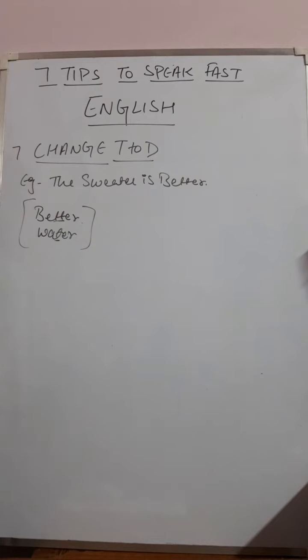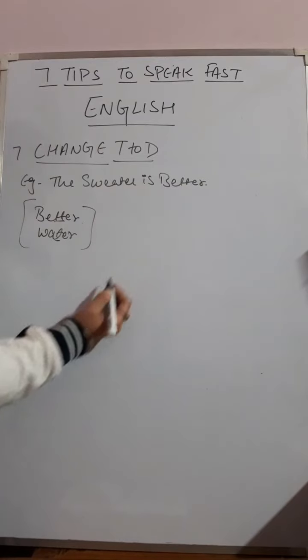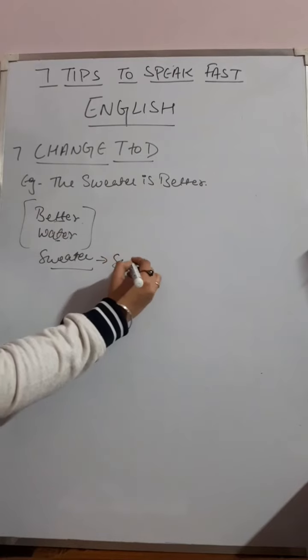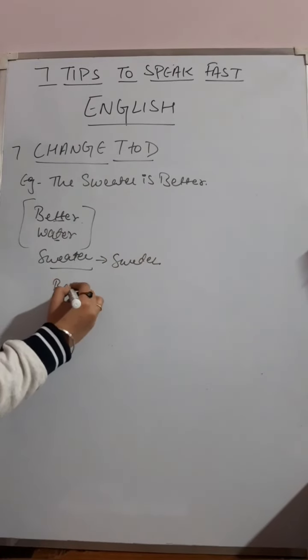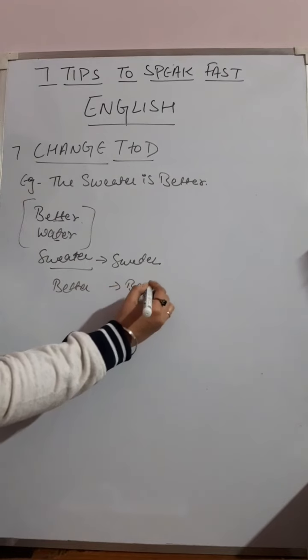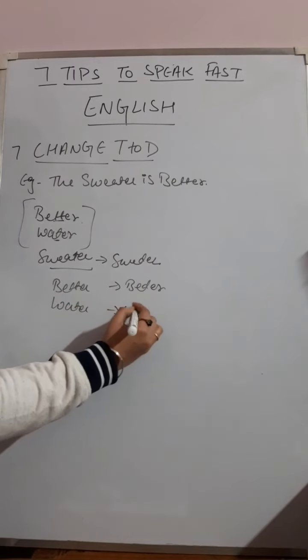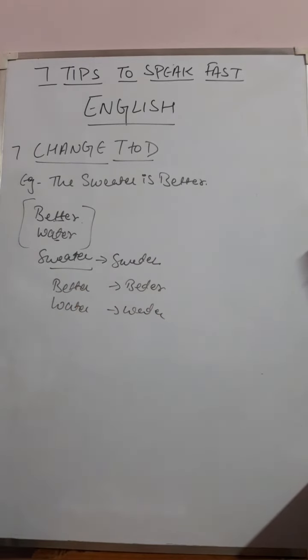As we did that, like the sweater is better, the sweater is better, we can say sweater, sweater, and better will be better. And we were talking about water, so water will be water. The sweater is better. So this is how we have learned seven tips with which we can speak fast English.